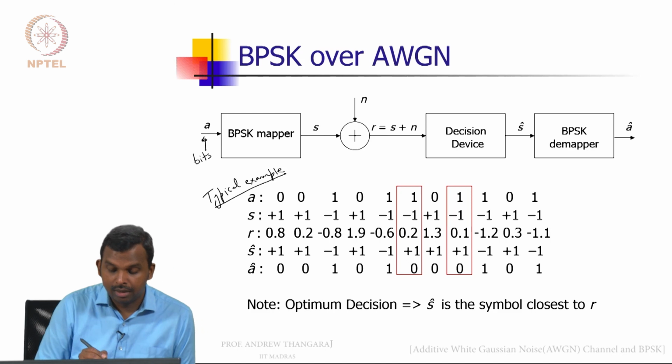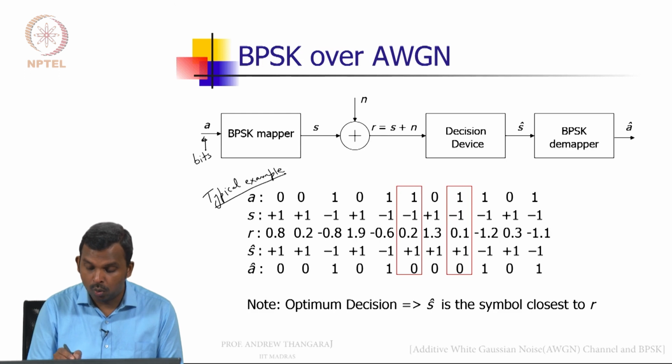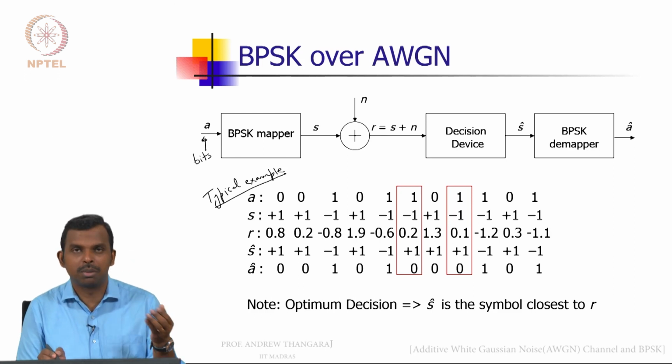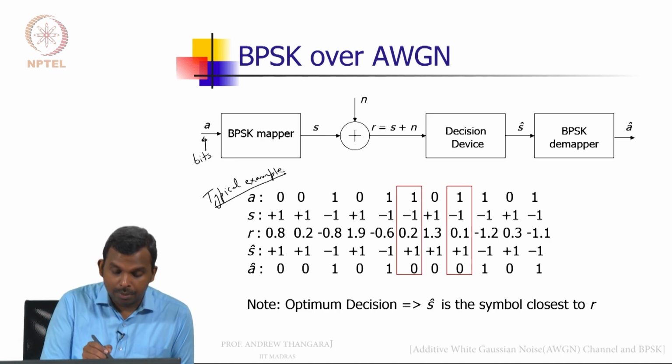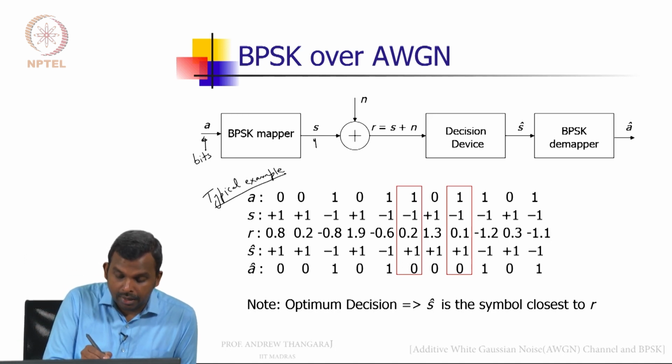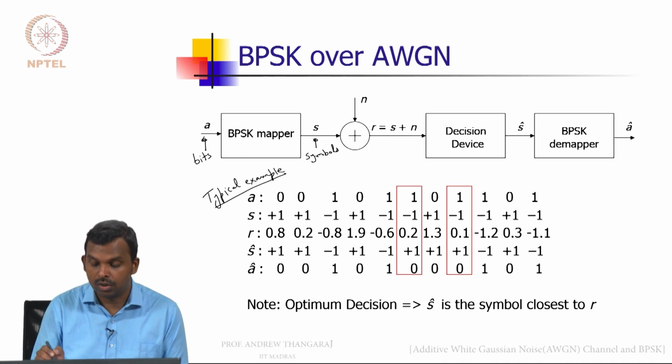Of what can happen. So, I have shown here a bit sequence A which is 0 0 1 0 1 1 0 1 1 0 1. This could be a bit sequence that you are sending through your system. Okay. So, the first step is you map the bit into a symbol. Now, for this particular sequence, how are you going to do? You are going to do a BPSK mapper. So, 0 goes to +1, 0 goes to +1, 1 goes to -1, 0 goes to +1, so on. Okay. So, that is what happens.